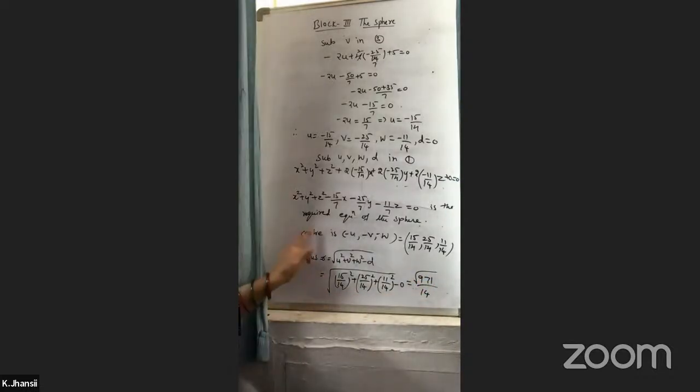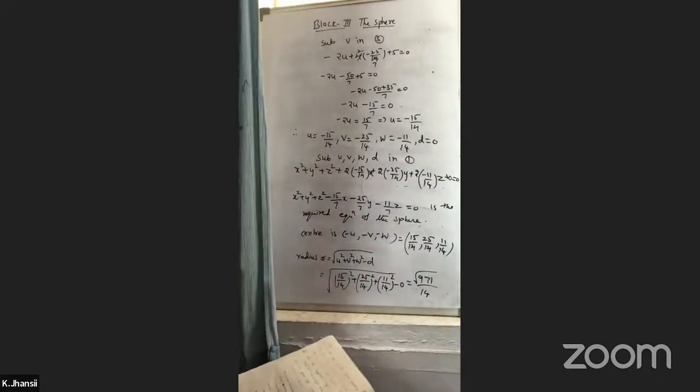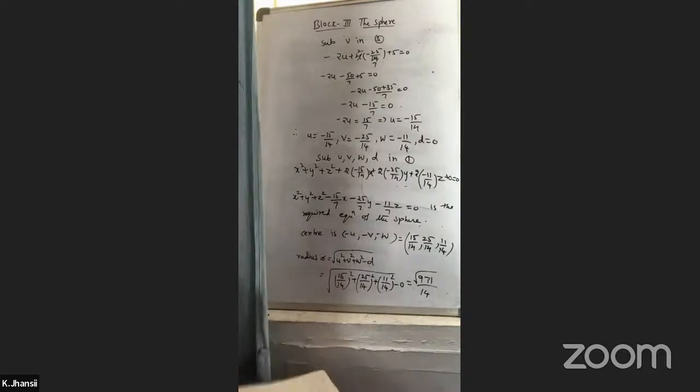This is the radius, this is the center, and that is the equation of the sphere. Okay, this is the procedure for how to find it when 4 points are given.